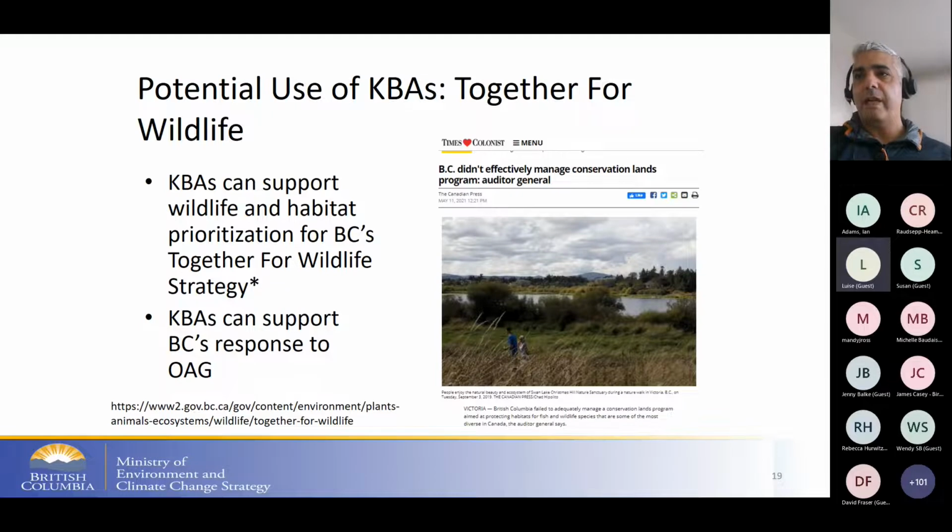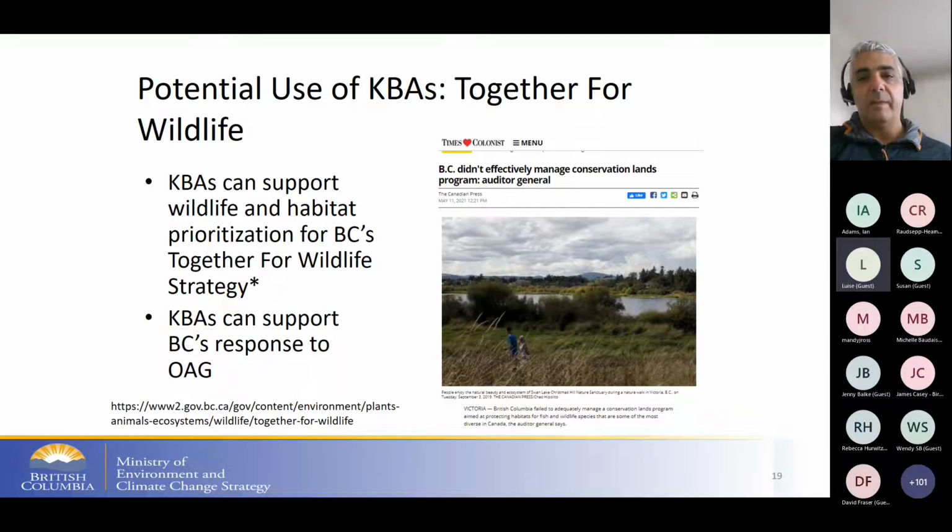Okay, furthermore, related to the Conservation Lands Program, the recent Office of the Auditor General audited this program and found that BC has not effectively managed the conservation lands to conserve important habitats. And so the audit's first recommendation was that KBAs may be able to play a role in helping to rank sites for the Conservation Lands Program, and additionally recommends that staff work with conservation partners to establish a shared list of priority habitats for the program.